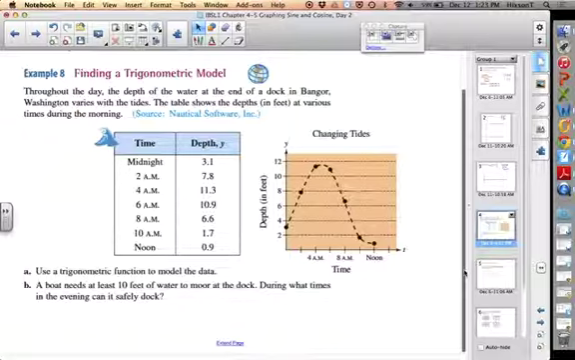What we're going to do here, there's two parts. We're going to use a trig function to model the data, first of all. And then we're going to answer the question: we've got this boat that needs at least 10 feet of water to moor at the dock, or that means to just be connected to the dock so it doesn't drift away. During what times in the evening can it safely dock? So we've got a couple of things going on here that we'll have to figure out. But let's first of all think through how we would do this problem.